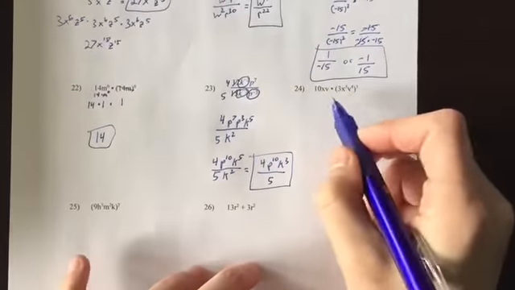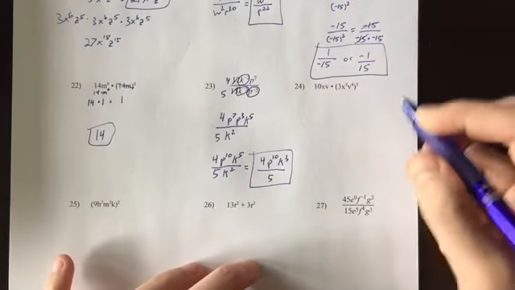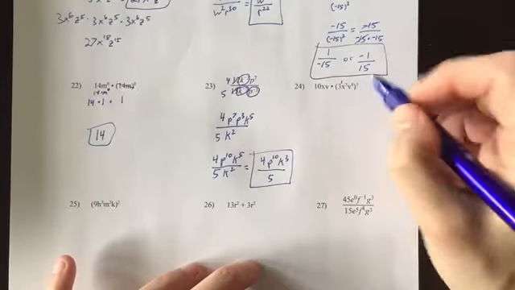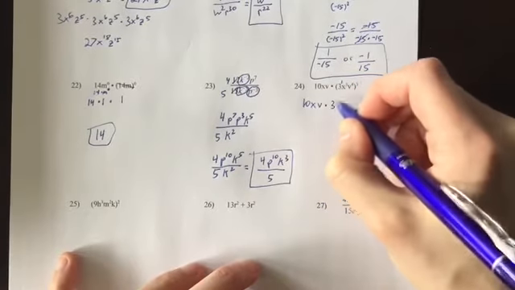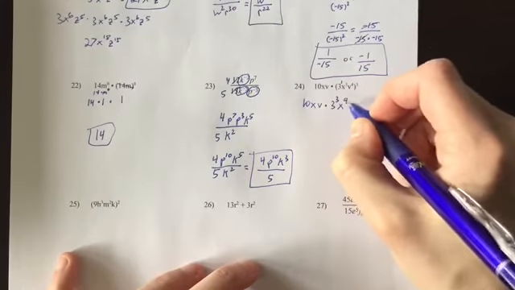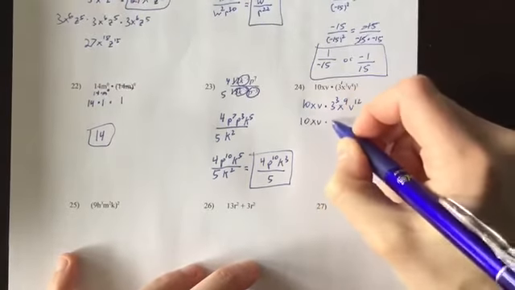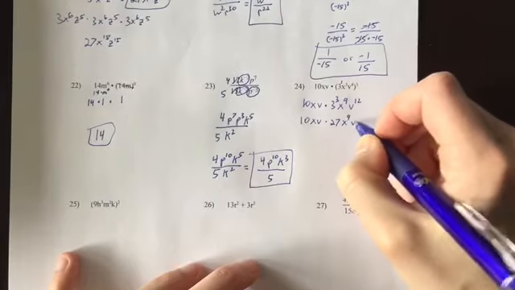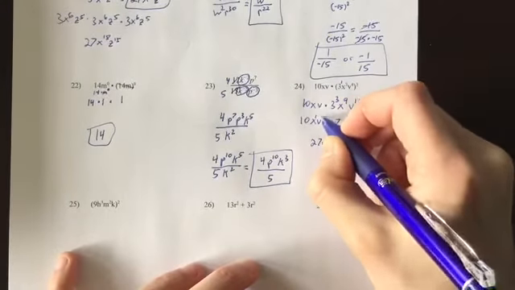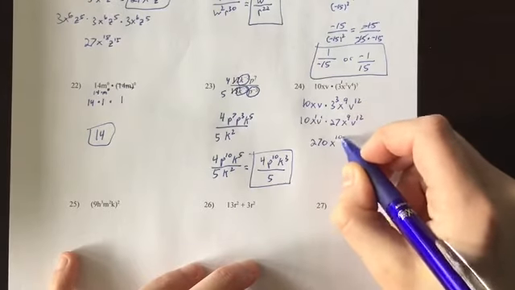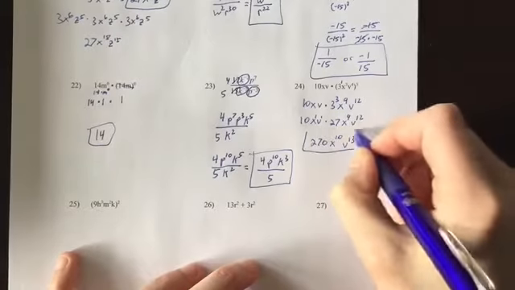Okay. On 24, we've got multiplying with same bases and a power to a power. We've got to work with that power to a power first. So we've got 10xv times, that's going to be 3 to the 3rd, x to the 9th, v to the 12th. So 10xv times 27, x to the 9th, v to the 12th. 10 times 27 is 270. X times x to the 9th, x to the 10th, v times v to the 12th, v to the 13th.